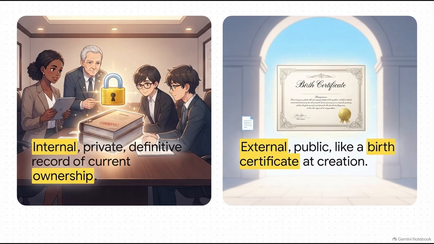But then you have your operating agreement, or company agreement as it's often called down in Texas. This one is internal. It's completely private, and it is the definitive living record of who currently owns the company. When you're making changes, this is the document your bank and your new partner will actually care about.